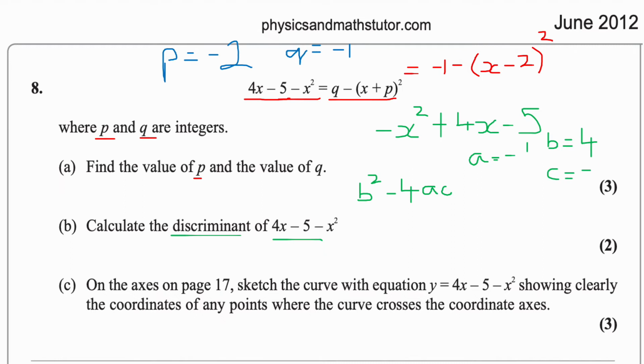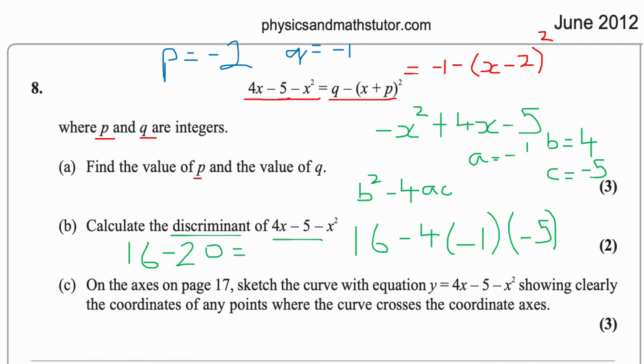Okay, so being very careful when we substitute this into the expression b squared minus 4ac, I'm going to have 4 squared, which is 16, minus 4 lots of -1 and then -5. So my answer here is going to have a negative, I believe. Okay, so I'm going to have 16 minus 4 times -1, which is positive 4, times -5 becomes -20, so it's 16 minus 20, which is equal to -4. So the discriminant of this quadratic is equal to -4.